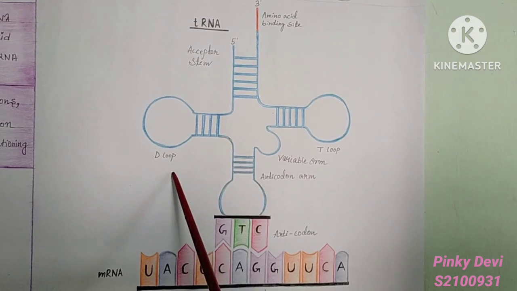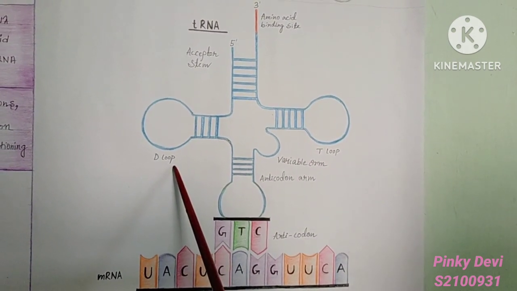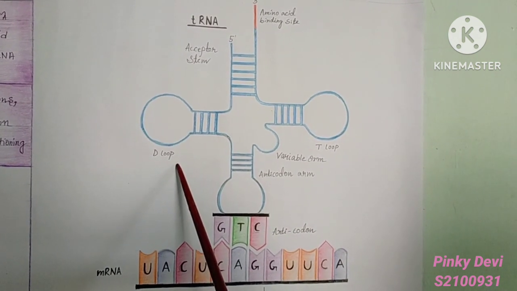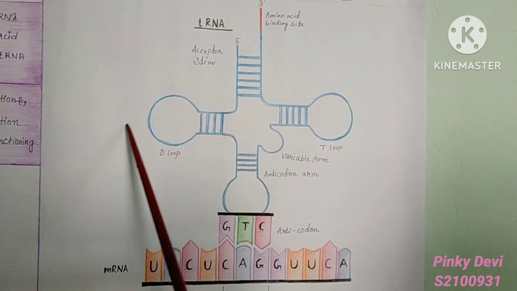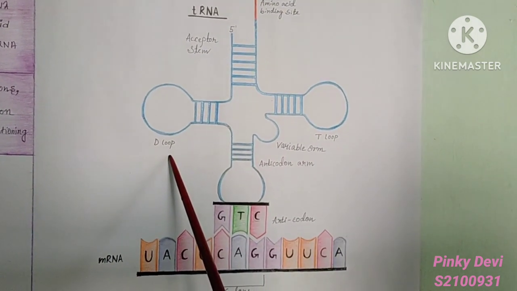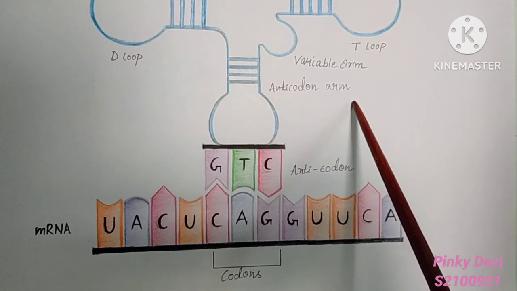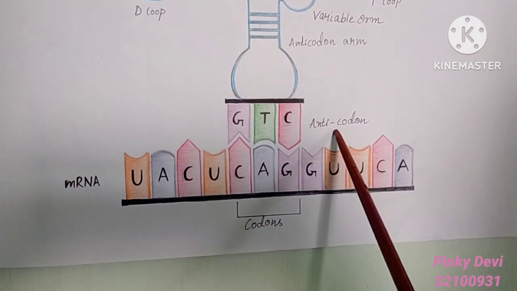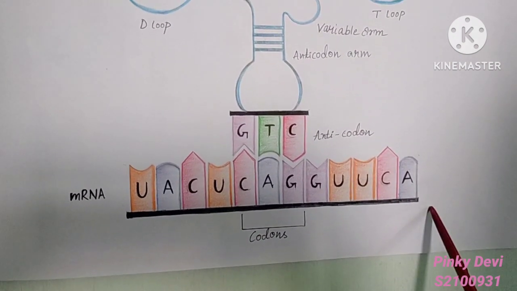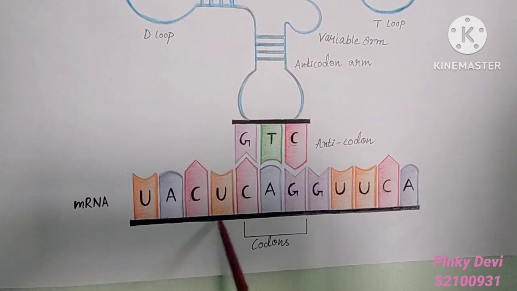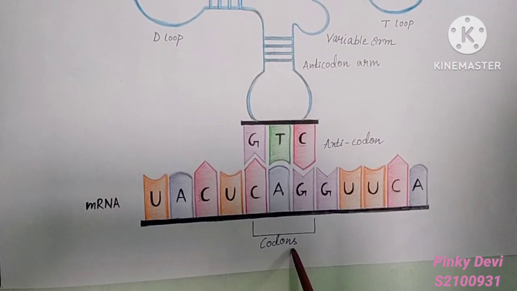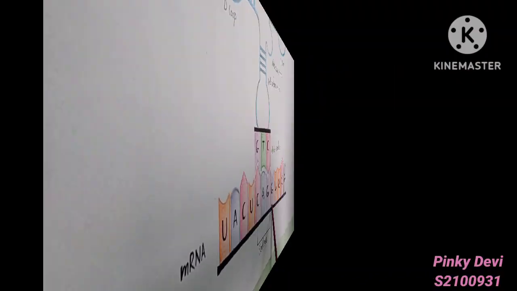DHU loop or D-arm. The D-arm has a stem of 3 to 4 base pairs and it ends in a loop called the D-loop, as it generally contains dihydrouridine, which is a modified nucleotide. Now the anticodon loop, present on the mRNA for the amino acid it carries. These unpaired bases of the anticodon loop pair with the mRNA codon. Each codon is identified by the specific tRNA.